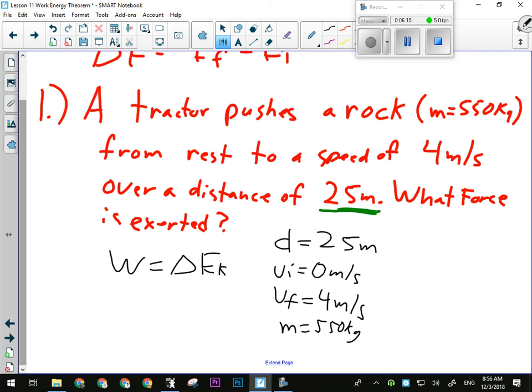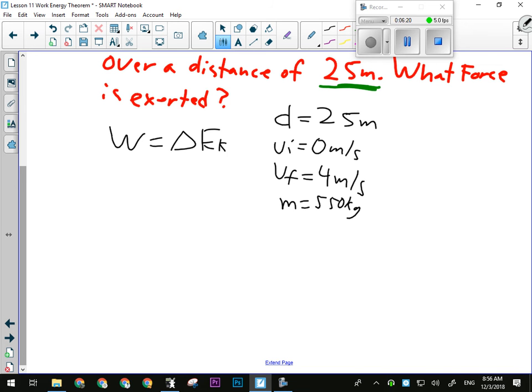If I'm looking at work being a change in energy, the formulas for work are force times distance, and to calculate the change in energy, I would go 1/2 mvf squared minus 1/2 mvi squared. But since vi is 0, do I need to bother with that part? No, because it would be 0 anyway.